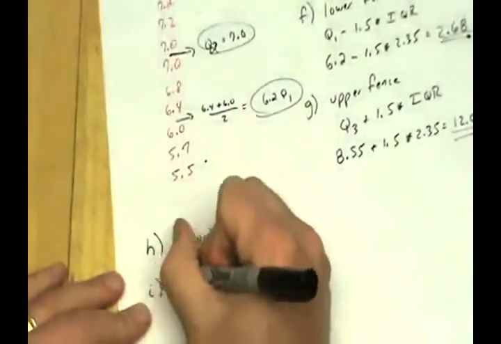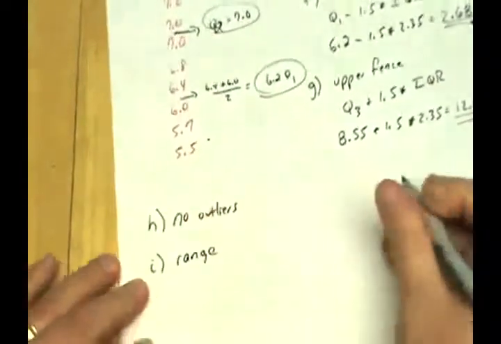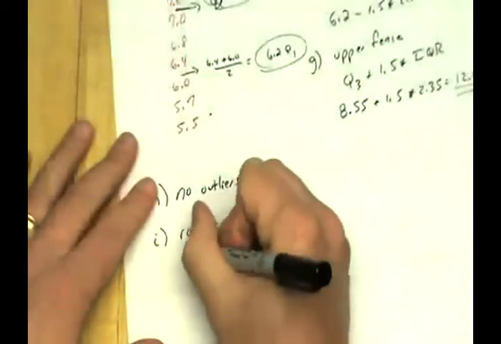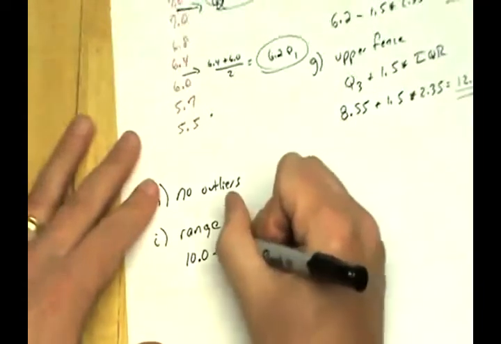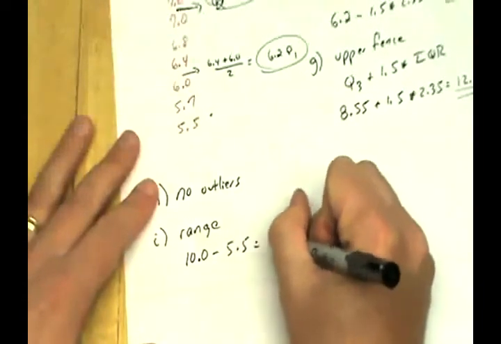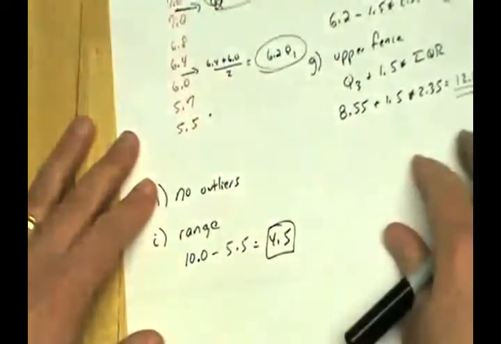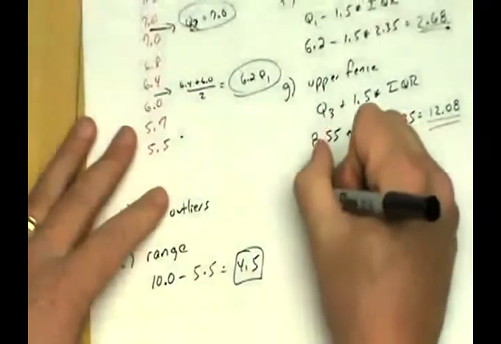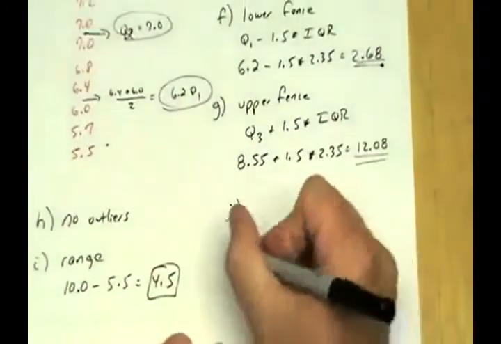Okay, I asked for the range. The range is highest piece of data, which is 10.0, minus lowest piece of data, which is 5.5. That's going to give us back 4.5. That's the range. And then J. J asks us to draw a box plot.